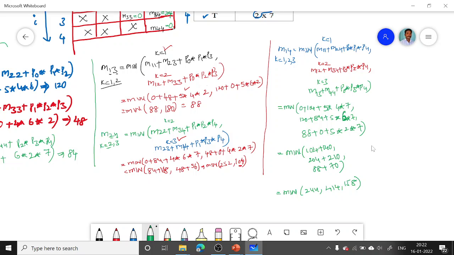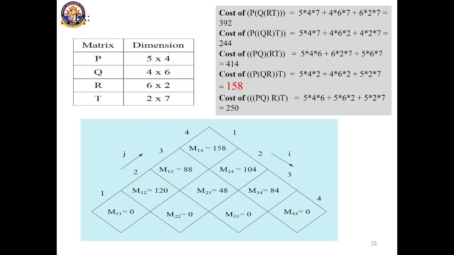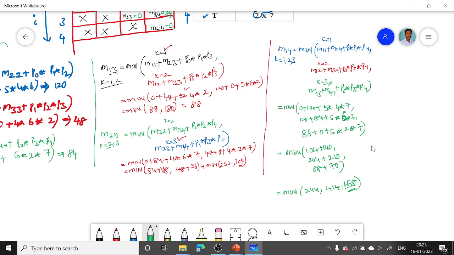Okay, 158. So what is the minimum? 158, given by the third equation, nothing but for the third k. In this way we are getting the final values. M14, finally we have the 158.